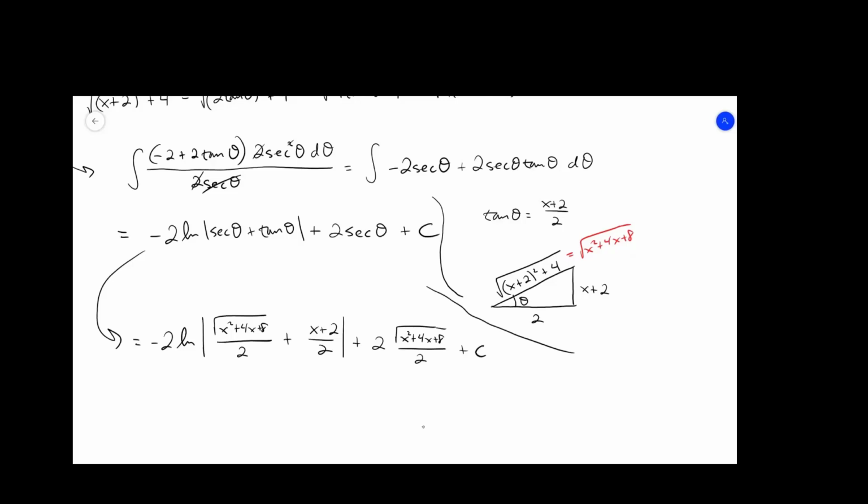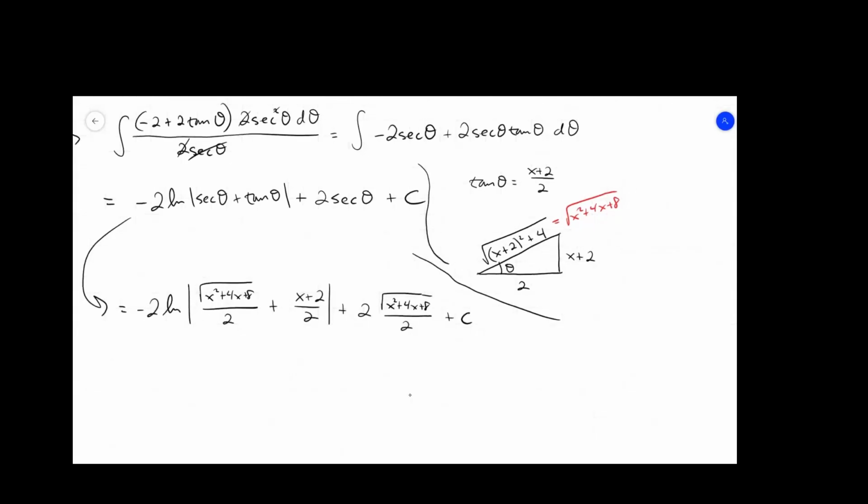And then finally, simplify this. The 2's here can cancel. And we can write this as minus 2 ln of the absolute value of the square root of x squared plus 4x plus 8, plus x plus 2, all this divided by 2, plus the square root of x squared plus 4x plus 8. So there we go.